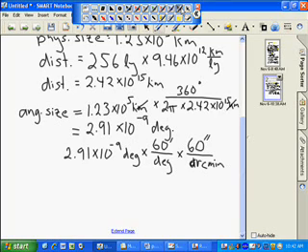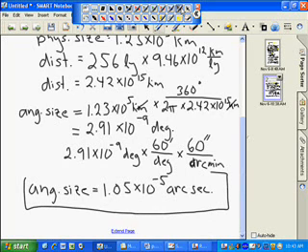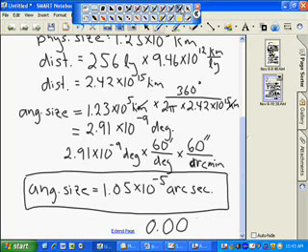Okay, so I do this calculation and I'm going to find that the angular size is equal to 1.05 times 10 to the minus 5 arc seconds. And this is our answer to part B. Now we have to think about what this means, write a sentence about it, and 1.05 times 10 to the minus 5 arc seconds, let me just write that out with zeros. I'm just going to sneak it in down here. 0.00001 and then 0.5. That's really small.